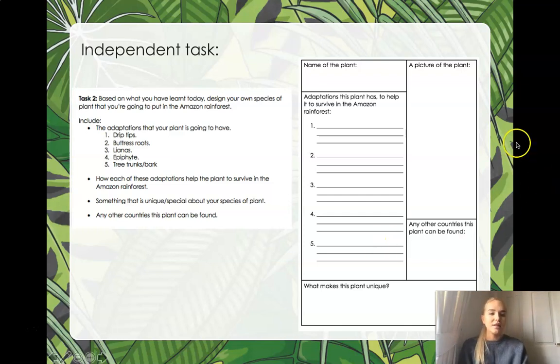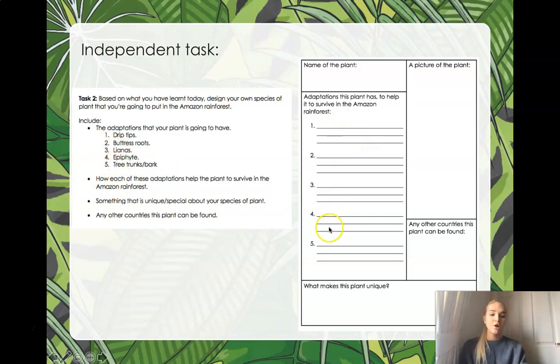But remember, you need to draw this in the picture of your plant too. So you need to tell me that you know that this is what your plant has. And if you just write, my plant has drip tips, is anyone else going to know what that is? No. So you need to write it as if you're trying to teach someone else what a drip tip is. So if you say that this plant has drip tips, you will need to say what that helps that plant for in the rainforest.